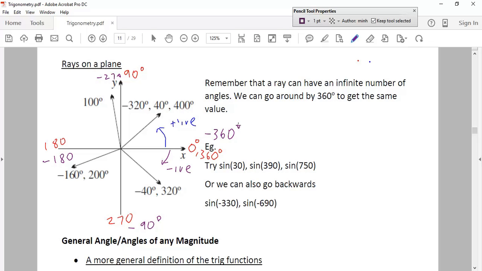So the important thing to remember is that the angles are pretty much the same if you go around in a 360 degree rotation. So if you test sine 30, you notice the same as sine 390 or sine 750. So if you notice here, 40 add 360 is 400, you minus 360 is minus 320. So it's just going about multiples of 360. So you can test that out on your calculator if you want to.